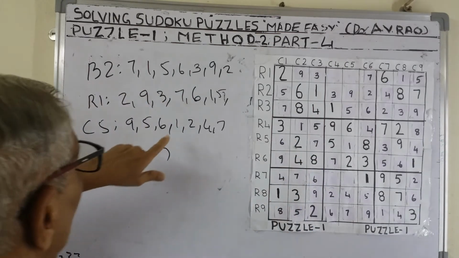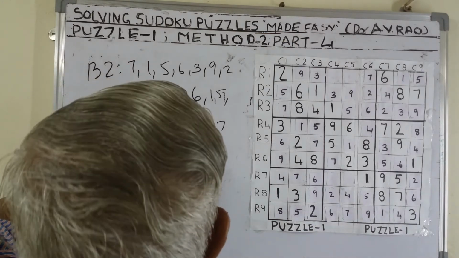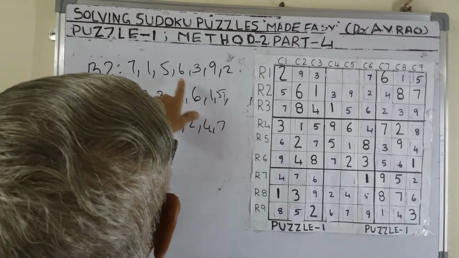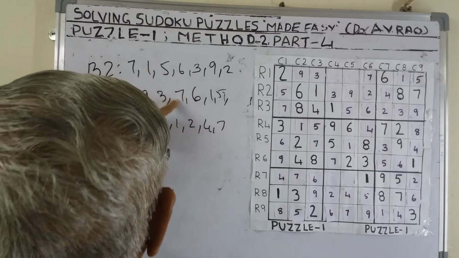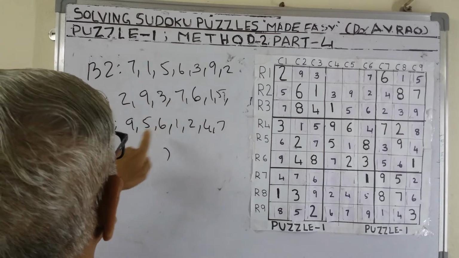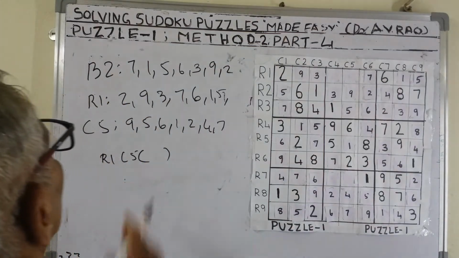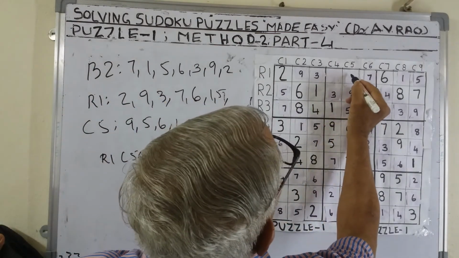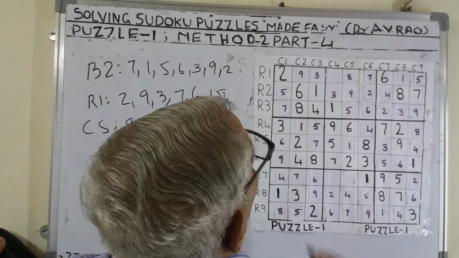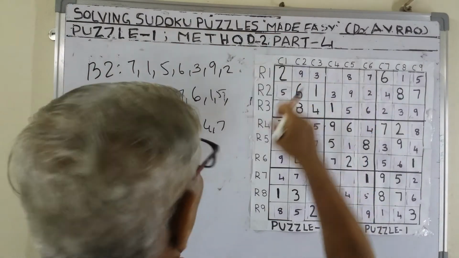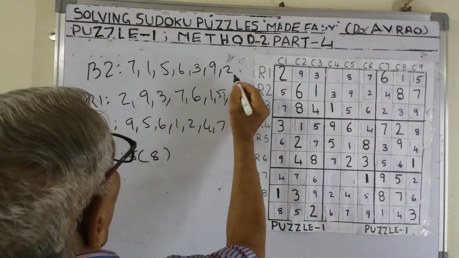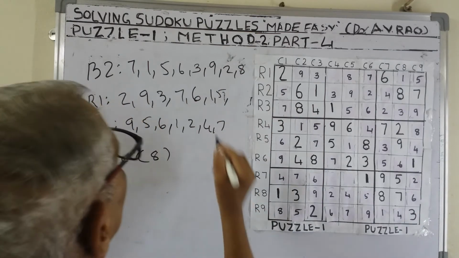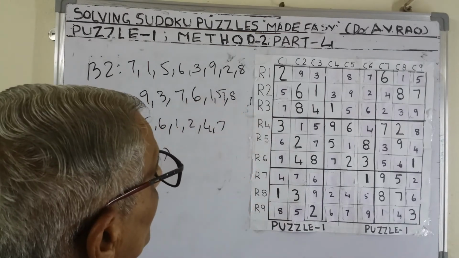So let us see. 1 is there, 2 is there, 3 is there, 4 is there, 5 is there, 6 is there, 7 is there, 8 is not there. So let us fill it up with 8. Now only one cell is left in R1. So now in the box 8 is added. Row R1 also, 8 has been added.